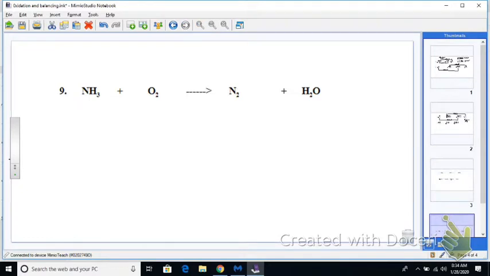Okay, this last one. In H3, there's 1 in. I'm going to put a 2 in front of this. So that gives me 6 hydrogens. I'll put a 3 in front of this. And my oxygens don't work.